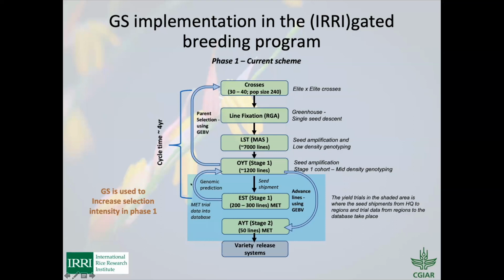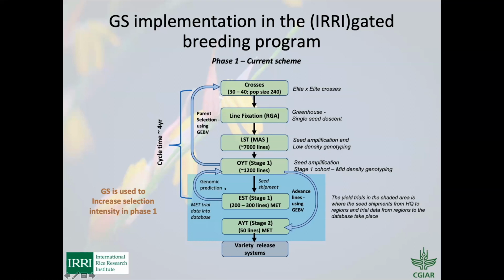So this blue shaded area depicts what happens in the partner field, or what happens in the child locations directly, right? So anything beyond this OYT, everything happens in the region. So the data that comes to me when I do the analysis is all coming from the locations directly. So the predictions I do are based on the data I get from the regions itself.